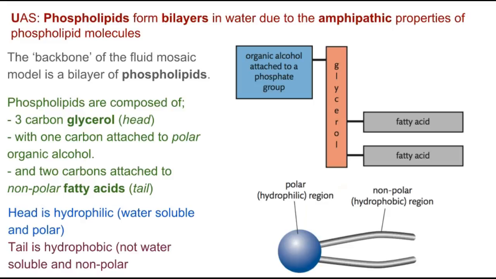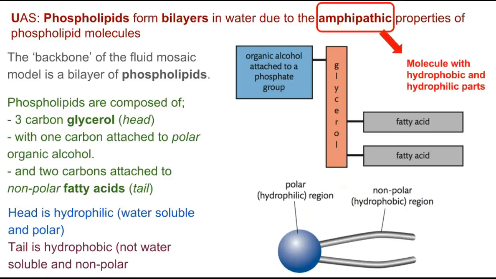And here we can see a representation of that. The glycerol and organic alcohol creating this polar hydrophilic region, and the 2 fatty acids creating a non-polar hydrophobic region. And we'll see this is very important for the membrane structure and also its function. The term amphipathic relates to this nature. So molecules with hydrophobic and hydrophilic parts are known as amphipathic molecules, just like the phospholipid.